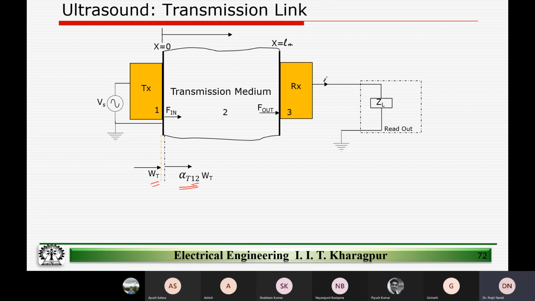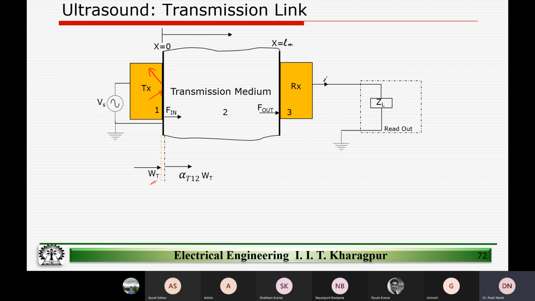And why have I written 12? Just to show that the transmission coefficient when the wave propagates from medium 1 to medium 2 is going to have a particular value, which will not be the same as alpha 23. It may not be the same when the wave is going from medium 2 to medium 3, right? So alpha T12 is what I'm writing. The power coming from this edge is not going to be the full power; there will be some loss. Why will there be some loss? Because some of the power incident on this interface will also be reflected, right?